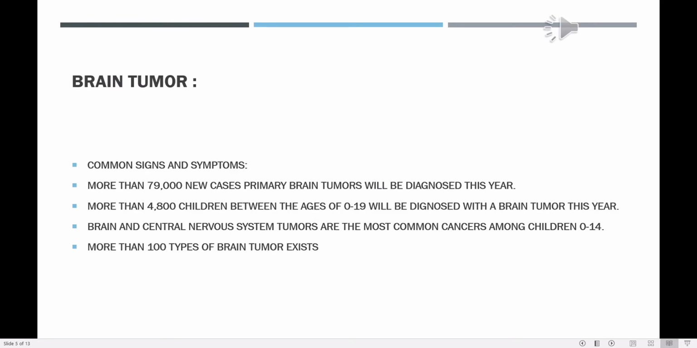Brain tumor: common signs and symptoms. More than 79,000 cases of brain tumors will be diagnosed this year. 4,800 children between the ages of 0 to 19 are diagnosed with a brain tumor. Brain and central nervous system tumors are the most common cancers among children 0 to 14. More than a hundred types of brain tumors exist.